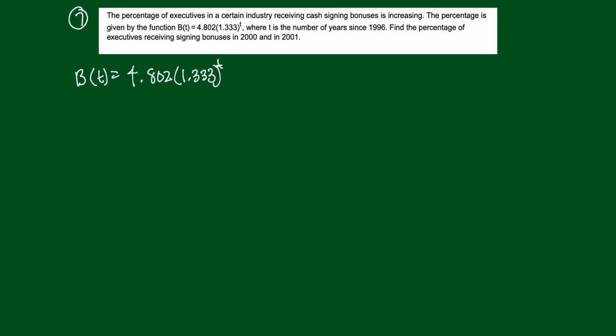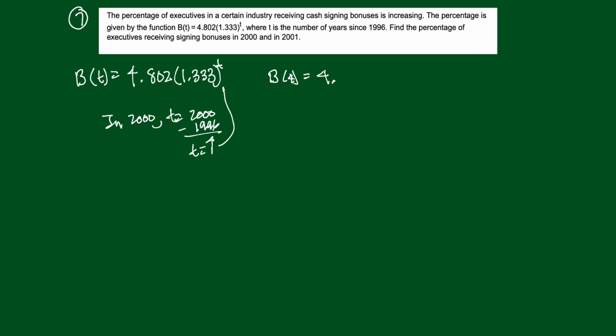What we want to do is find the percentage of executives receiving bonuses in 2000 and 2001. Let's just do one of them. How about 2000? In the year 2000, T is equal to 2000 minus 1996, which is 4. So T is equal to 4. Let's put that 4 back up in here, and we will get B of 4, 4 years after 96.